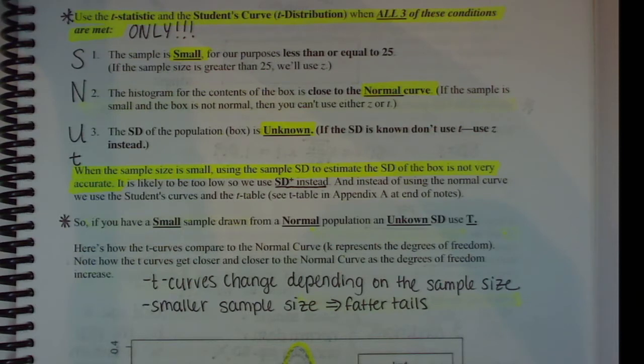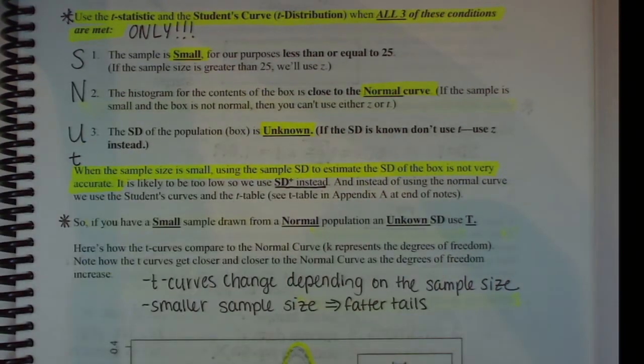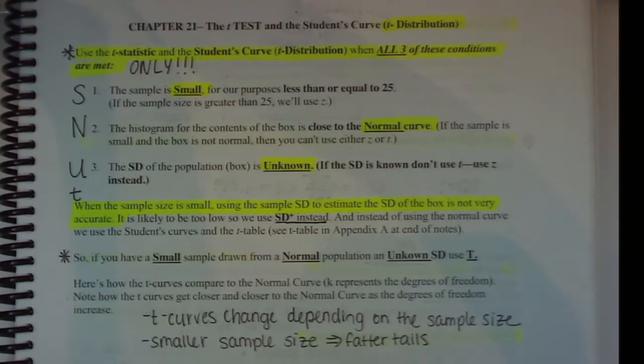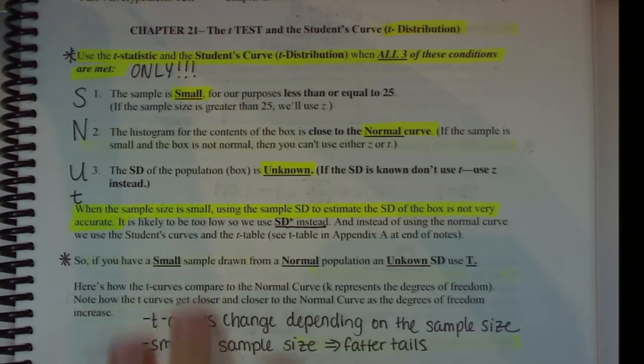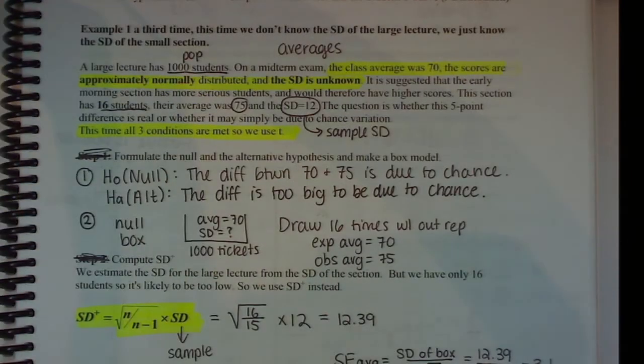So the homework actually that you guys will be doing that's due tomorrow is all about when do you use Z versus T. So the easiest way to think about it is just double check if all of these conditions are met. And if so, you use T. So that was the last thing that we did. We did a couple examples.